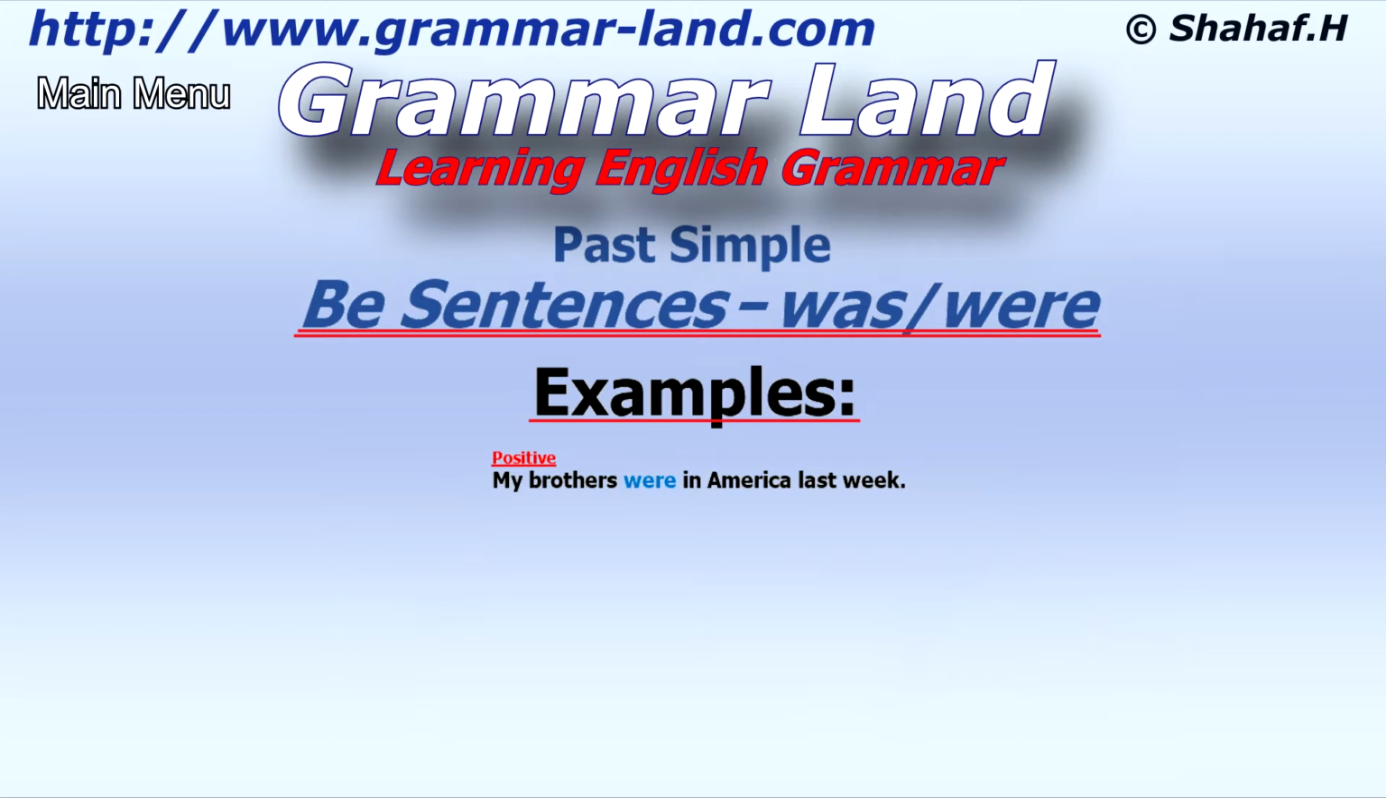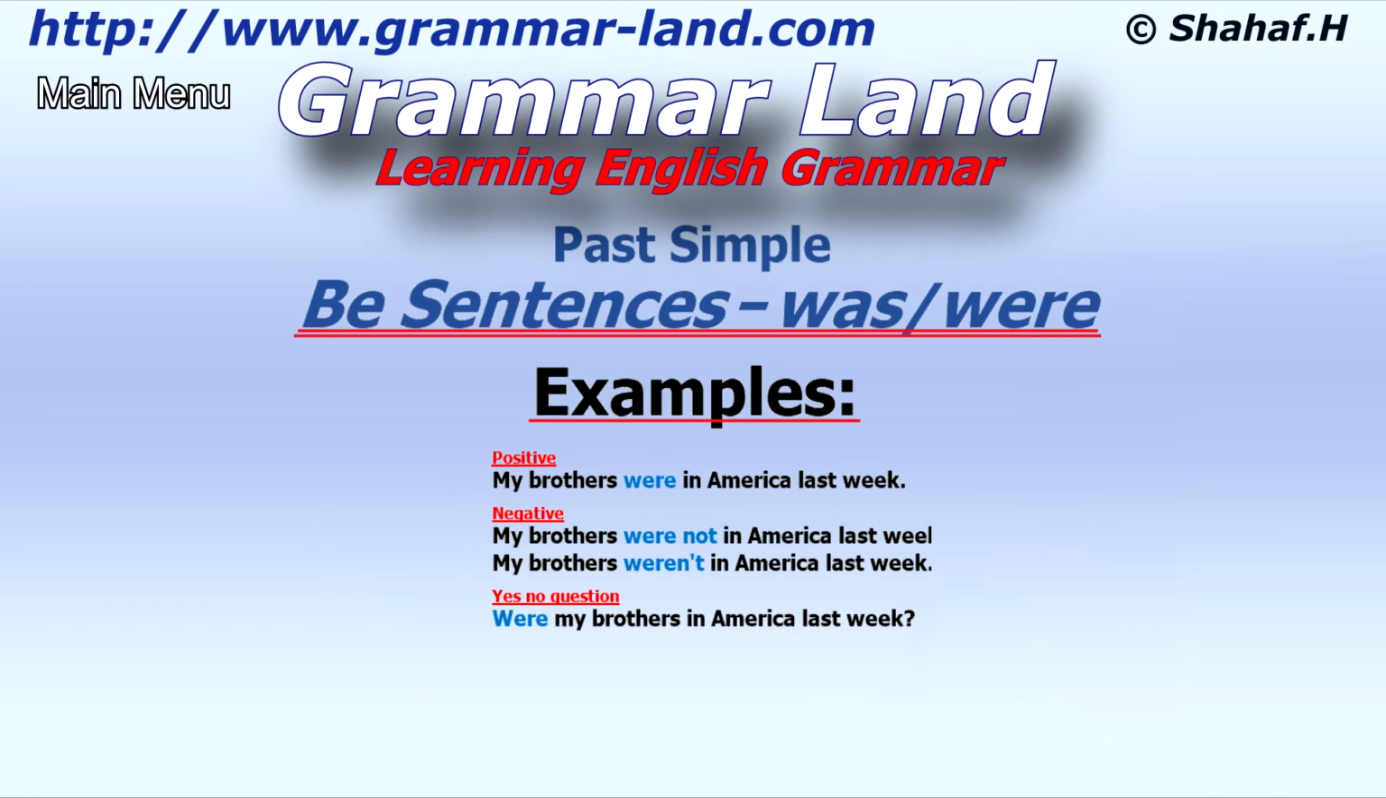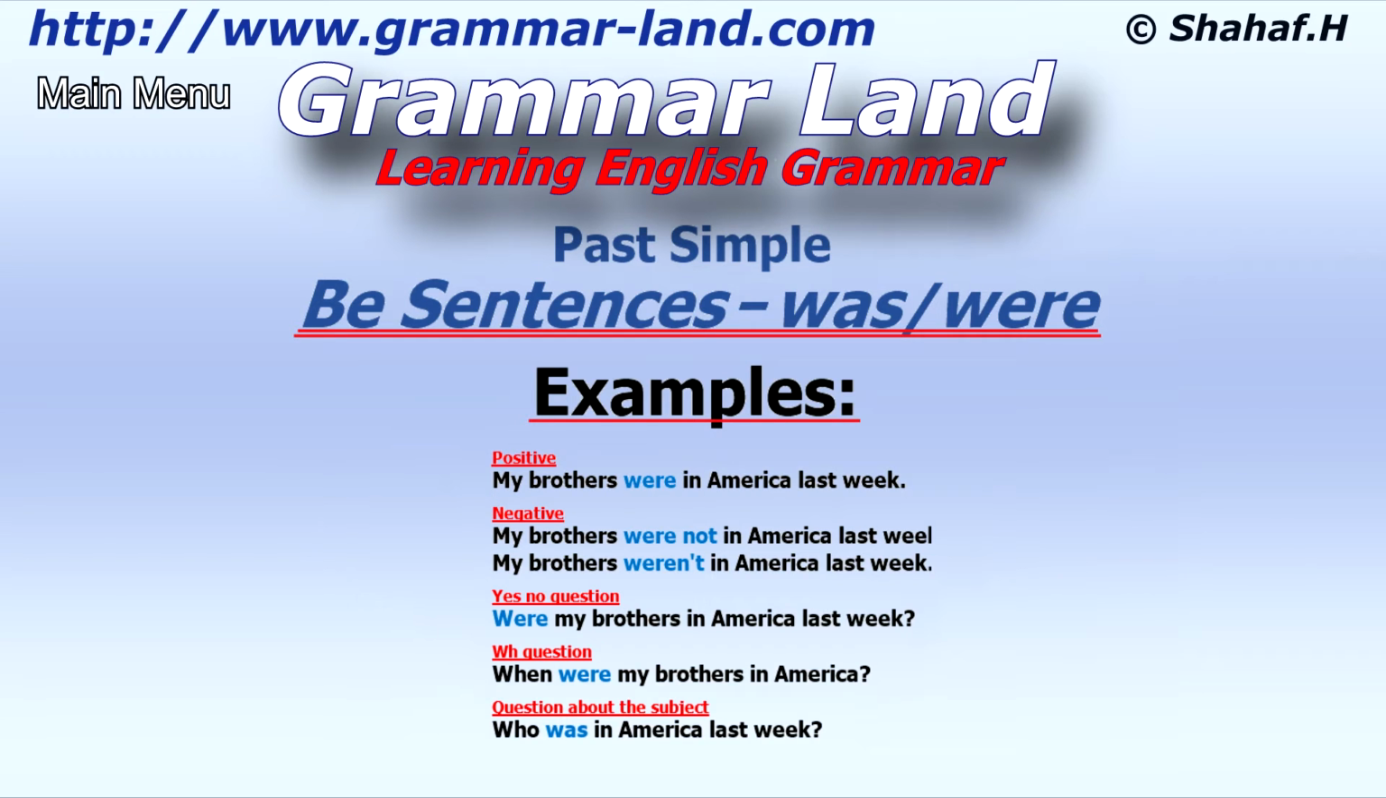Positive. My brothers were in America last week. The subject, my brothers, is equal to they, therefore we use were in this sentence. Negative. My brothers were not in America last week. Or, my brothers weren't in America last week. Yes no question. Were my brothers in America last week? WH question. When were my brothers in America? Question about the subject. Who was in America last week? No need to say, here also we use was.